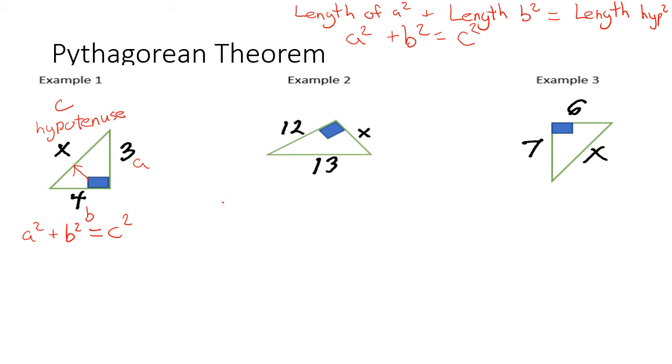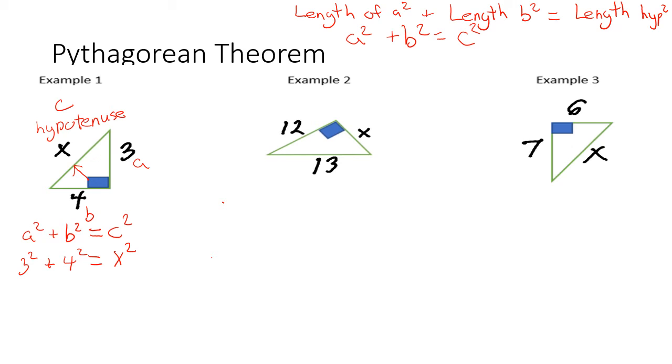A, I just said is 3. B, I said is 4. And C is X. And I'm going to stop for a second and be very clear about something. It is really important to understand that it doesn't matter which one A or B is, but C has to be the hypotenuse. That's very important because if you don't do that correctly, nothing else matters.